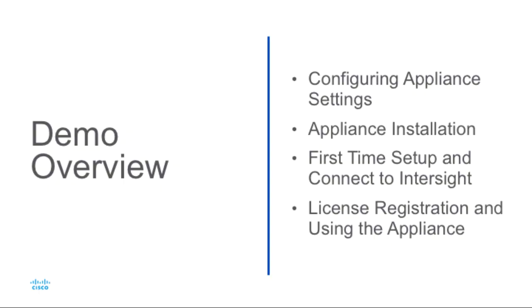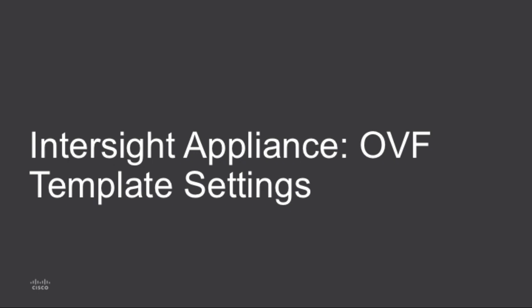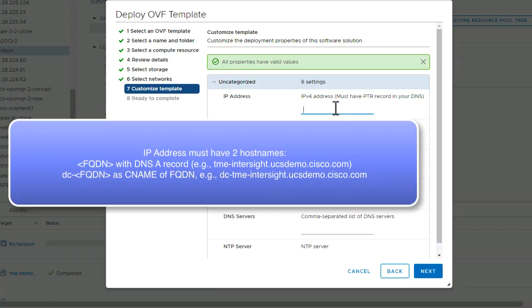Today I'll be going through a demo overview of configuring the Intersight appliance, including how to do first-time setup in the appliance and register a license for the appliance. When the appliance OVA is deployed, you will need to customize the template to specify IP addresses and other information.